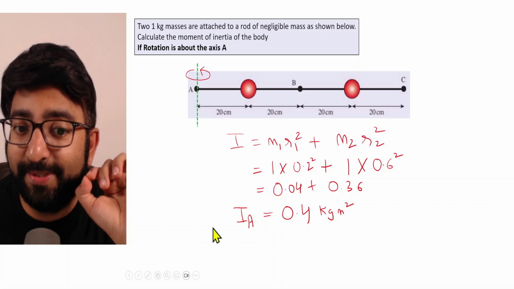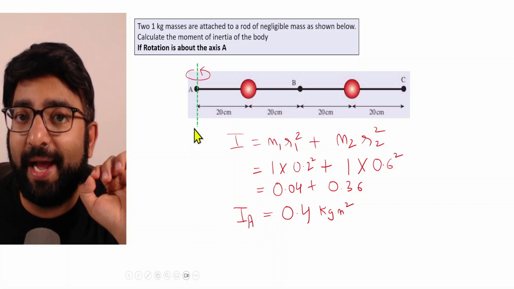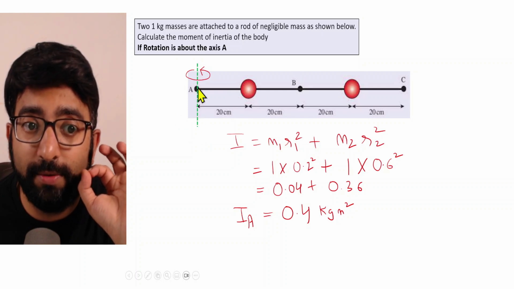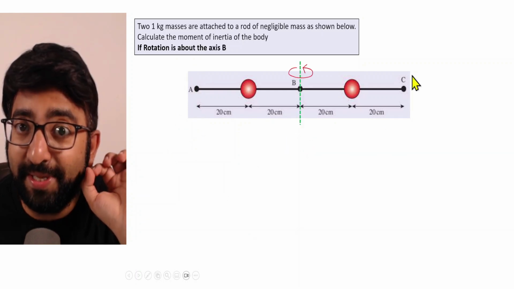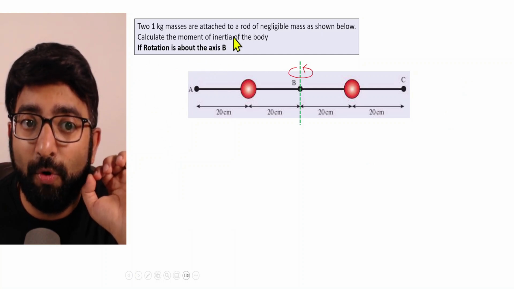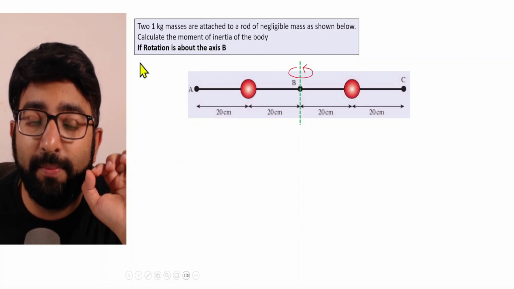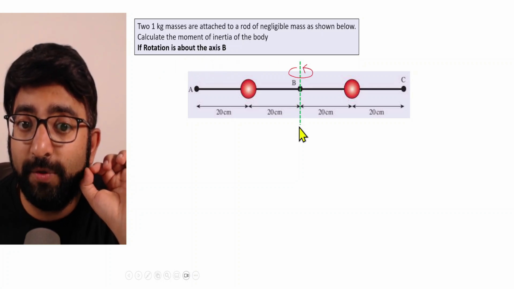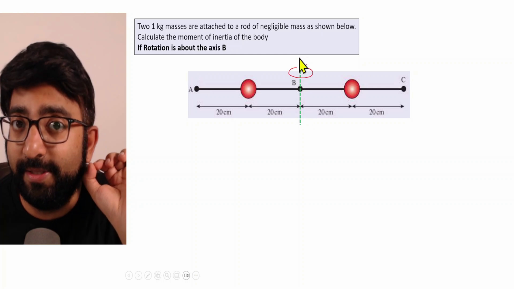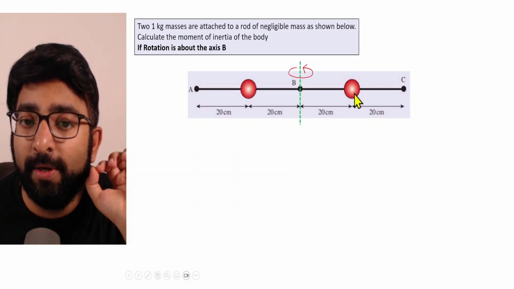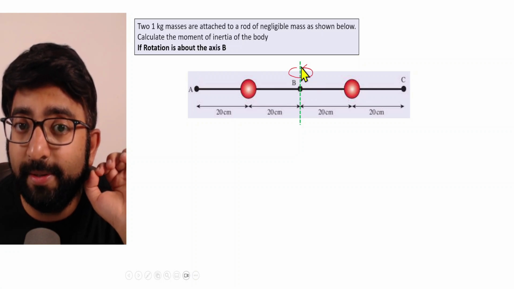Now remember we discussed that moment of inertia depends on the axis of rotation. So in this question the axis of rotation was on the point A. Now consider the same setup but the axis of rotation is B. So calculate the moment of inertia of this entire system if the rotation is about the axis B. So in the diagram I have shown this green dotted line is the axis of rotation. So consider the point B to be hinged. So the entire rod is rotating in this fashion.